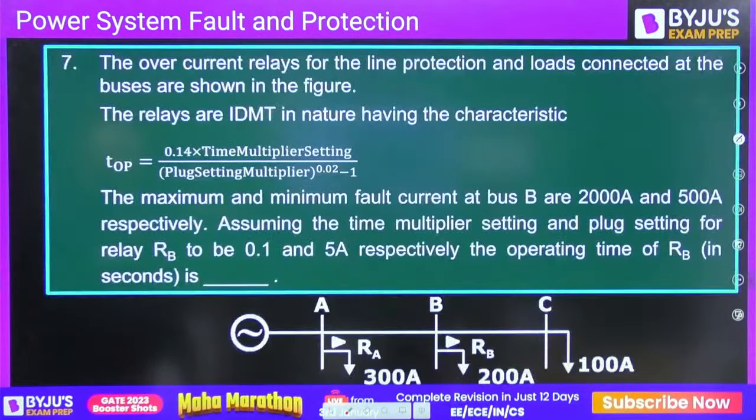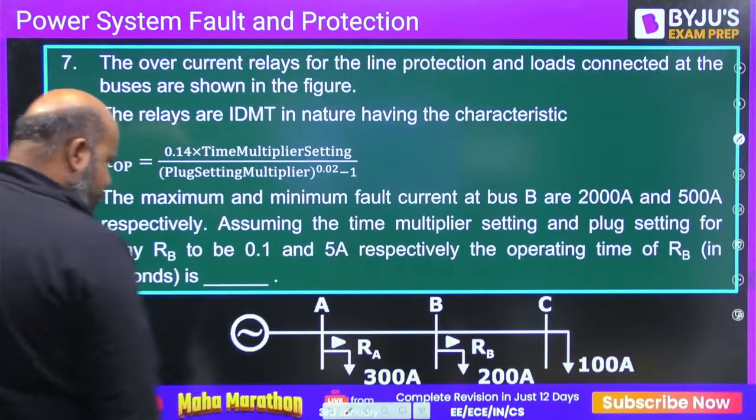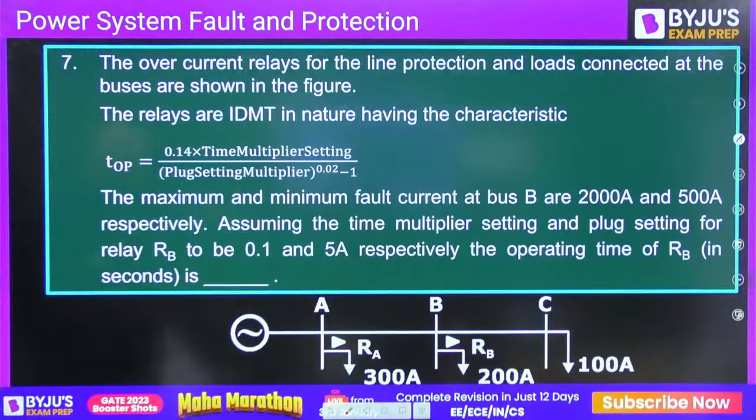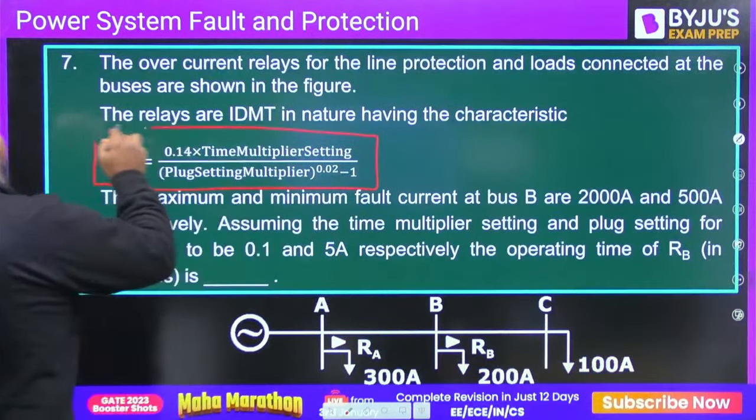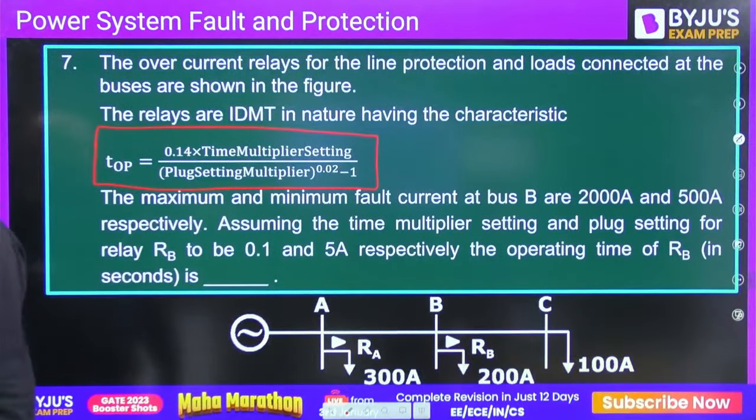See the next question. The overcurrent relays for the line protection and loads connected at the buses are shown in the figure. This is the figure. Okay. The relays are IDMT in nature, inverse definite minimum time relay. The characteristic is given with this equation. Already they have given you the relation between the time of operation and the plug setting multiplier.